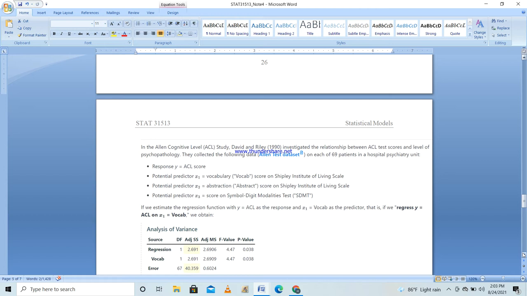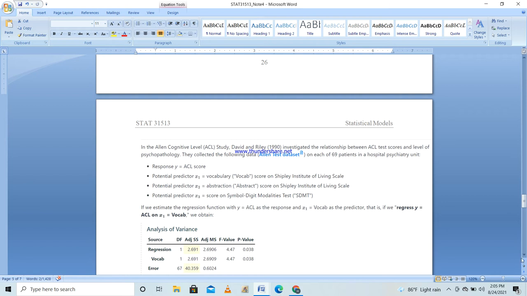You don't have to worry about what these predictors are. Just imagine you have a response variable, a score, and this score depends on the three independent variables x1, x2 and x3. We want to come up with a model to estimate this ACL score using these predictor variables. We can use all three variables, or select the most important ones in regression analysis. If we take only x1 as the predictor to predict the response ACL, we have y equal to x1.